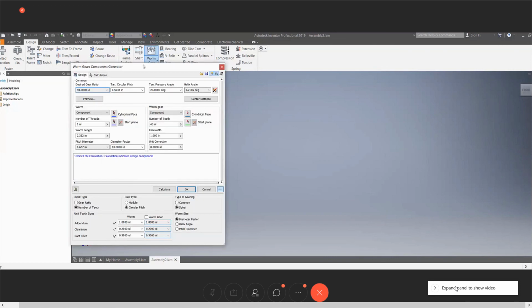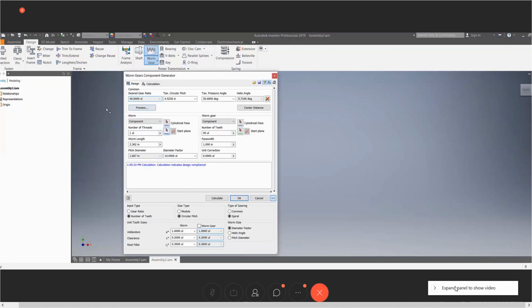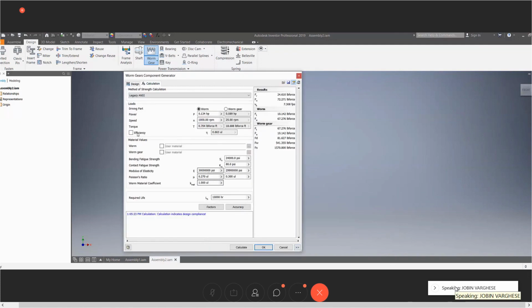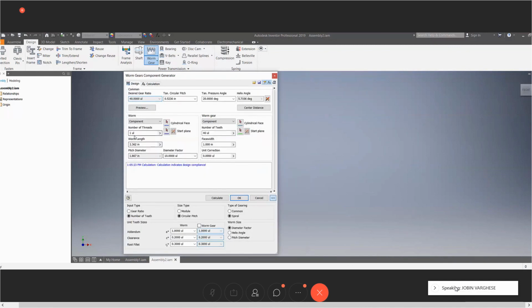When we take the worm gear, you can see the design part here. The design part has many components. As I said, you can change the center distance, or choose the center distance. And there is a calculation part here. I'm not showing how it's done because that should be a different session. All the things you can work out on this one if you require.